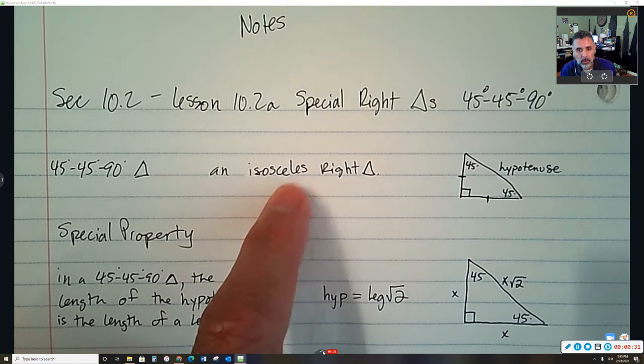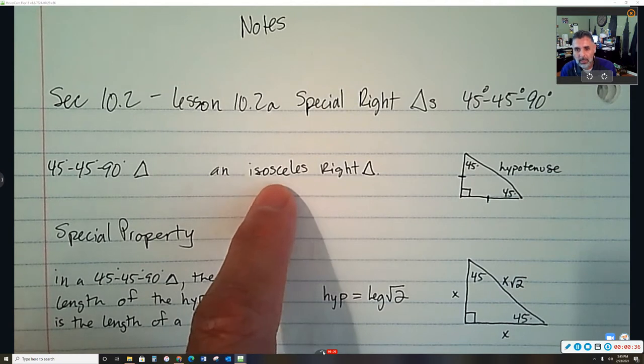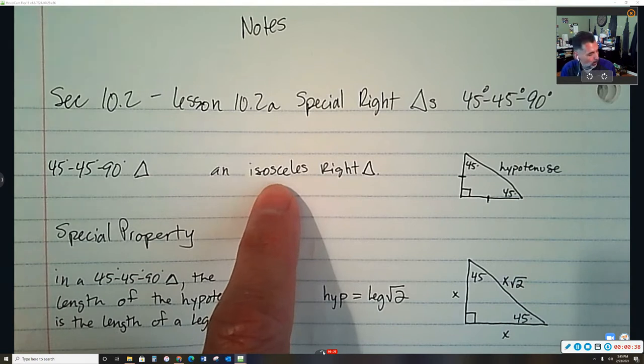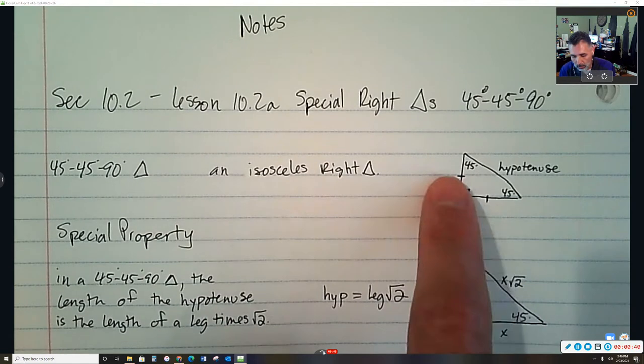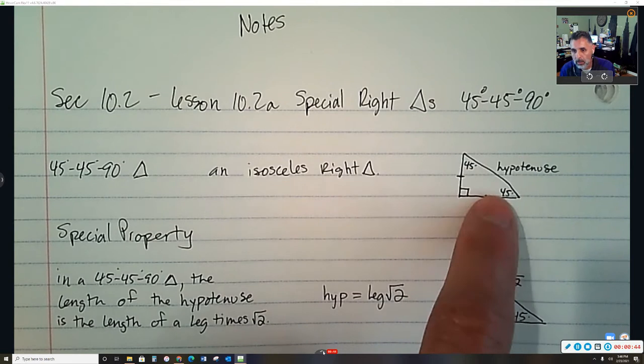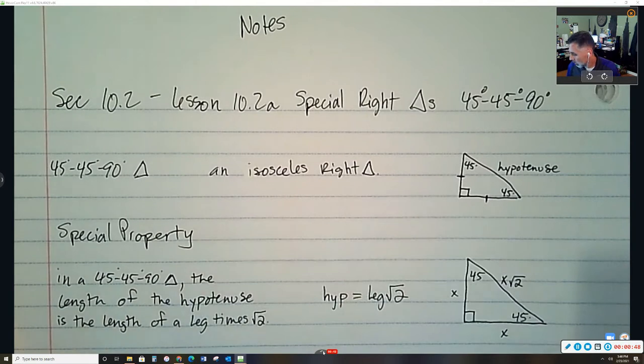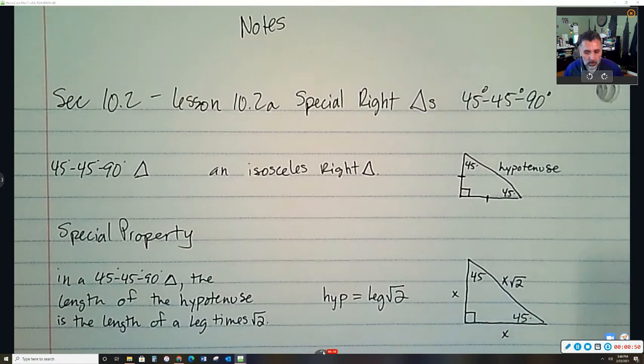And if you remember, probably don't remember, but from quarter one, an isosceles triangle has two sides of the triangle that are equal, and then the two base angles are also equal. So because these two are 45, I know these two legs of the triangle are also equal. Looking for my red pen.